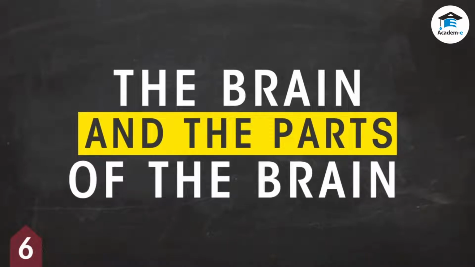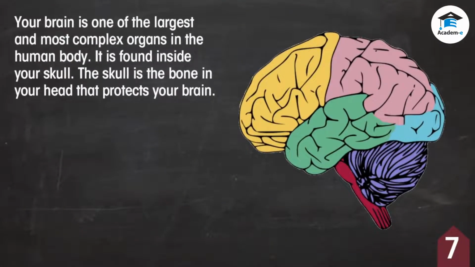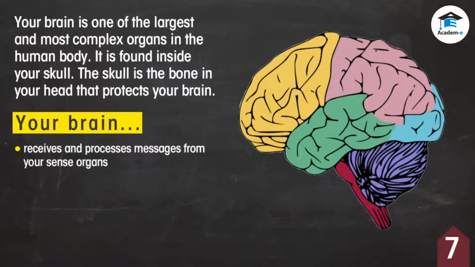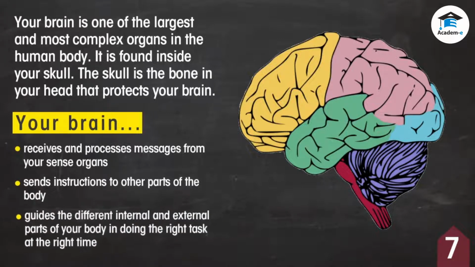The brain and the parts of the brain. Your brain is one of the largest and most complex organs in the human body. It is found inside your skull. The skull is the bone in your head that protects your brain. Your brain receives and processes the messages from your sense organs. In response, your brain sends instructions to other parts of the body. In this way, your brain guides the different internal and external parts of your body in doing the right task at the right time.